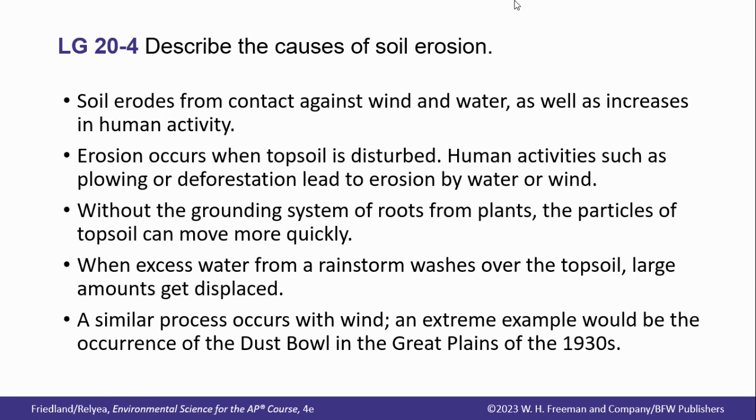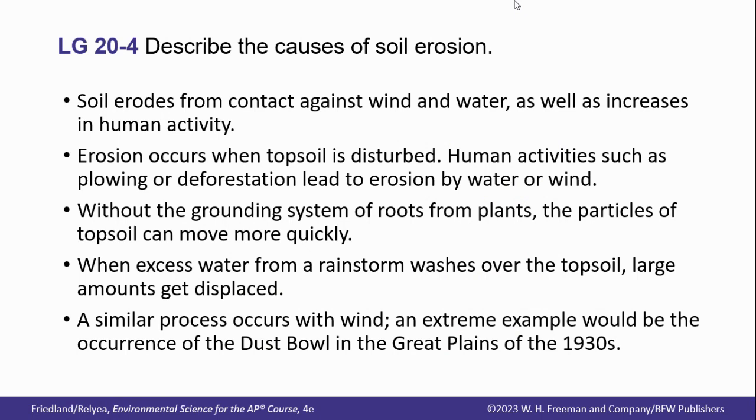Describe the causes of soil erosion. Soil erodes from contact against wind and water, as well as increases in human activity. Erosion occurs when topsoil is disturbed. Human activities such as plowing or deforestation lead to erosion by wind and water. Without the grounding system of roots from plants, the particles of topsoil can move quickly. When excess water from a rainstorm washes over the topsoil, large amounts get displaced.